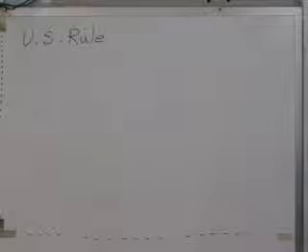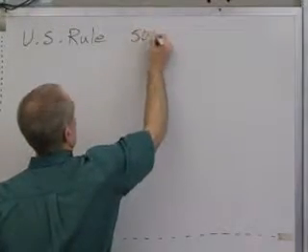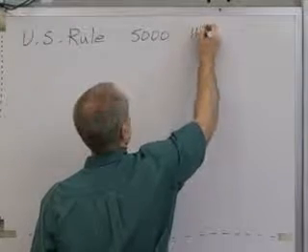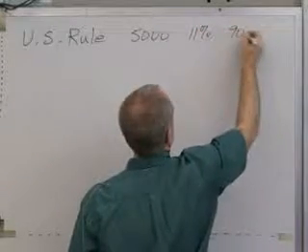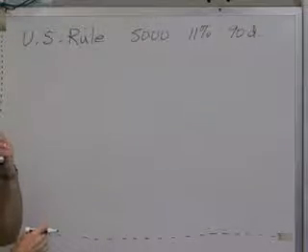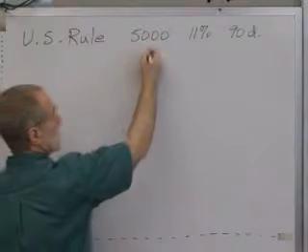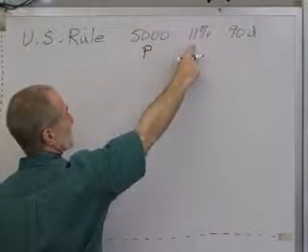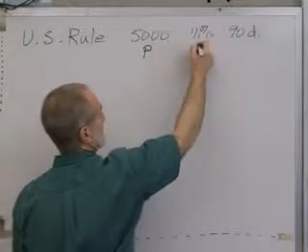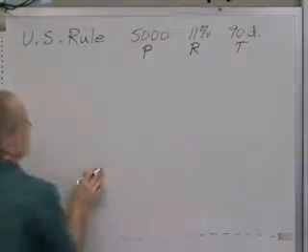We have a situation where Joe Mill owes $5,000 on an 11% 90-day note. Now let's label these things. What would be the $5,000? That's the principal, and the 11% rate, and the 90 days? Time. Very good.